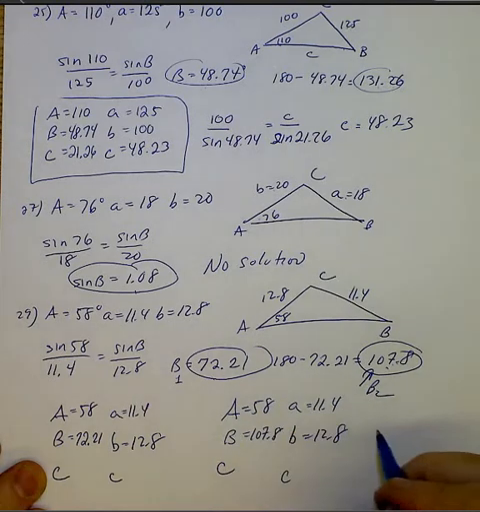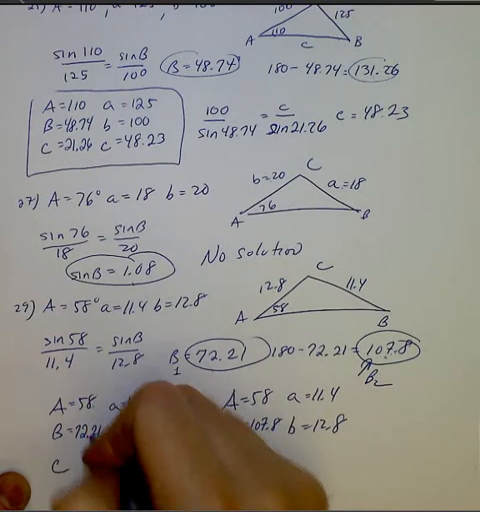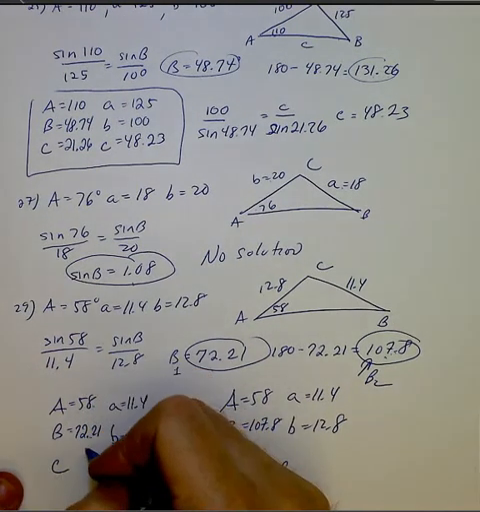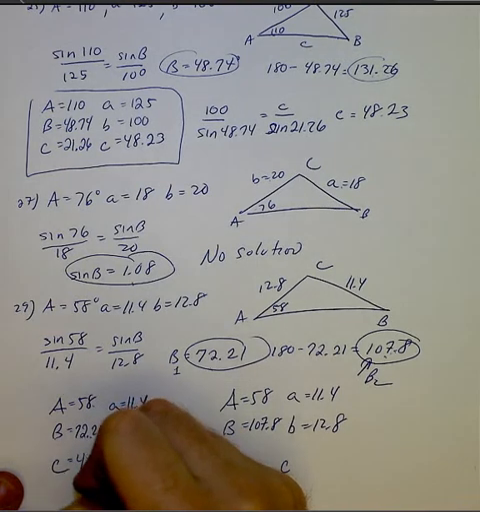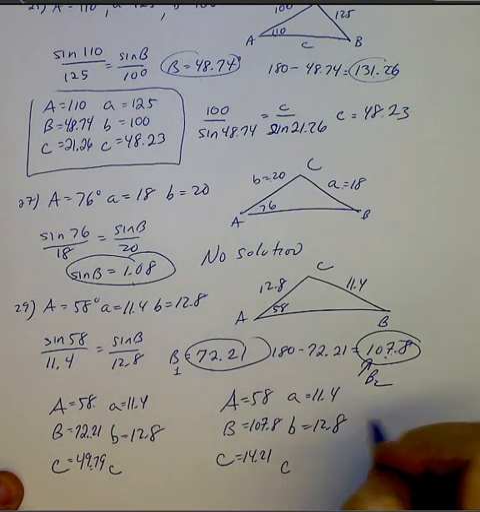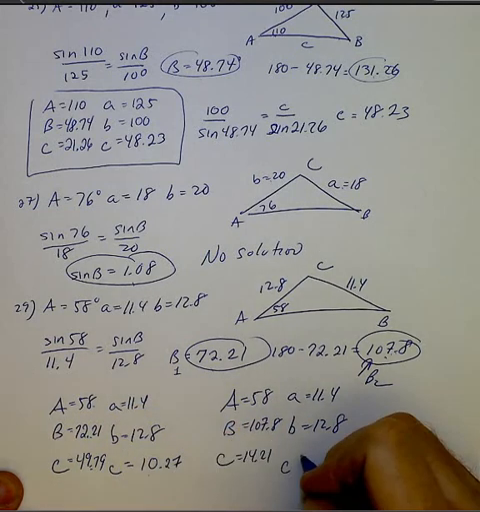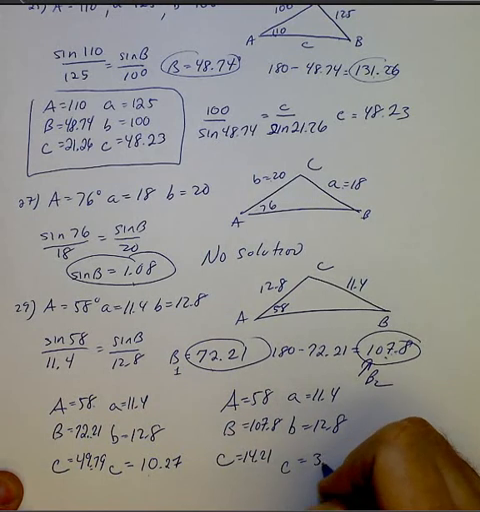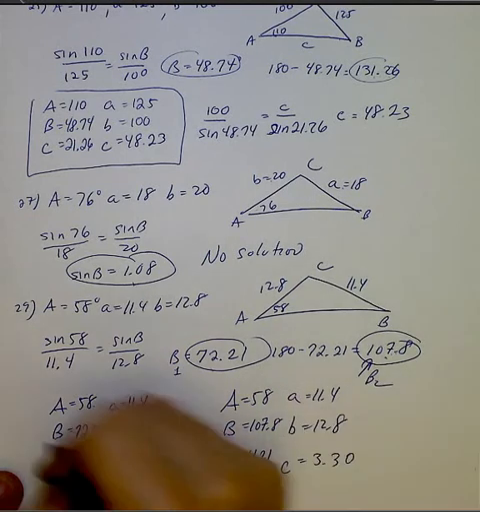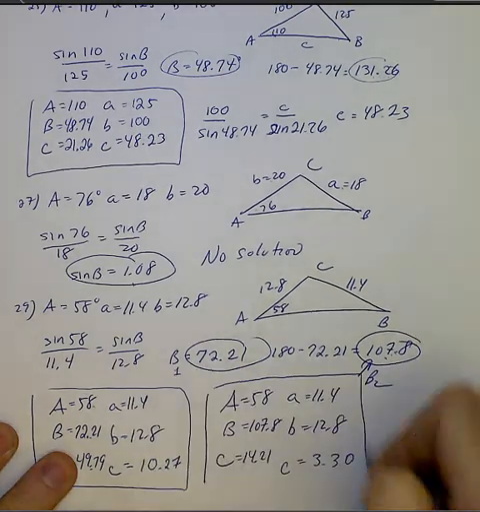We can solve for angle C by using 180 minus these two. And when we do that, we get 49.79 on this one, and we get 14.21 on this one. Then we use law of sines again to solve for the remaining side c, and we get 10.27 here, and we get 3.30 here. Again, that was done using the law of sines. So you will circle, or I should say box in, the answers for the two triangles.